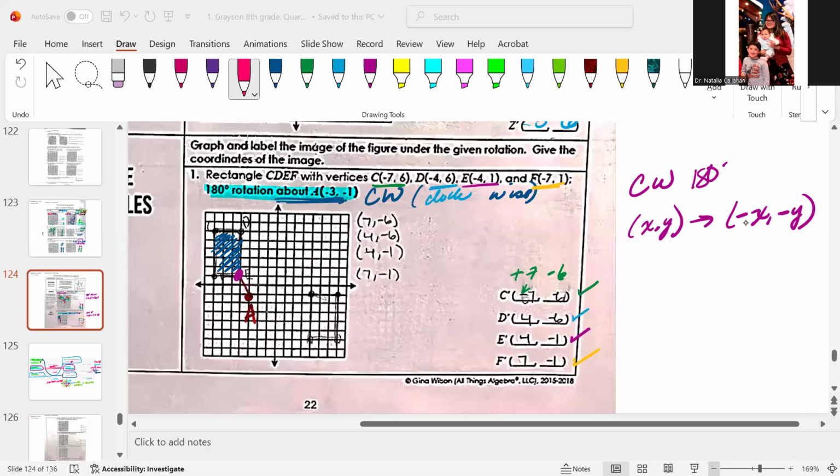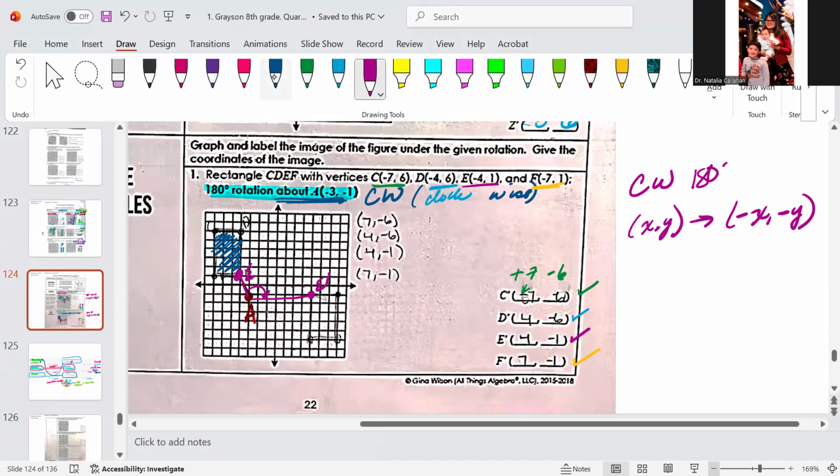So E, this is E to A. And then to the new E, E prime, which is 4, 1. So 1, 2, 3, 4, 1. That's E prime, correct? Okay, I guess it's a 180-degree rotation. It doesn't look like a 180-degree rotation, but that's okay. That's fine. But everything else here is correct.